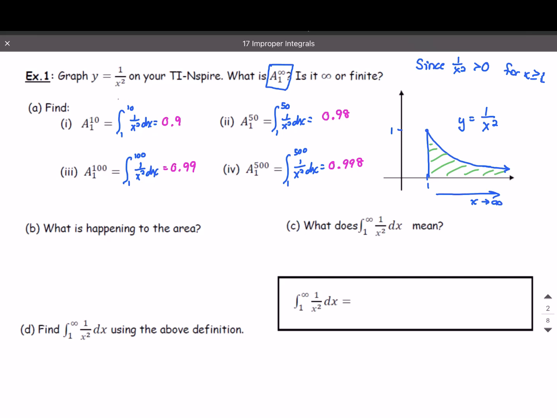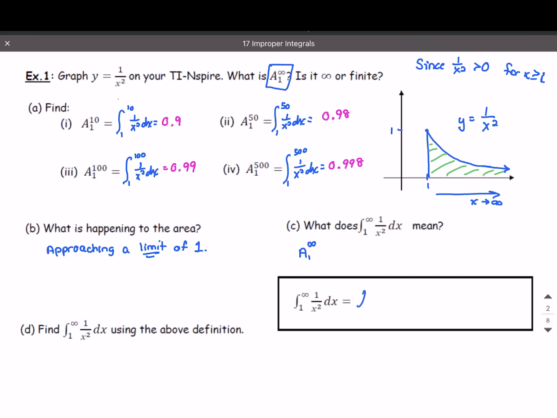So what's happening to this area? It seems to be approaching a limit of 1, right? Those area values are getting closer and closer to the number 1. Now, what does the integral from 1 to infinity of 1 over x squared dx mean? Well, from what we did before, we know in this case that it's the area from 1 to infinity under the curve, okay? But it's a limit of this area, and it's a matter of whether or not this limit exists. If it exists, then we'll be able to compute the area. If the limit doesn't exist, then we can't.